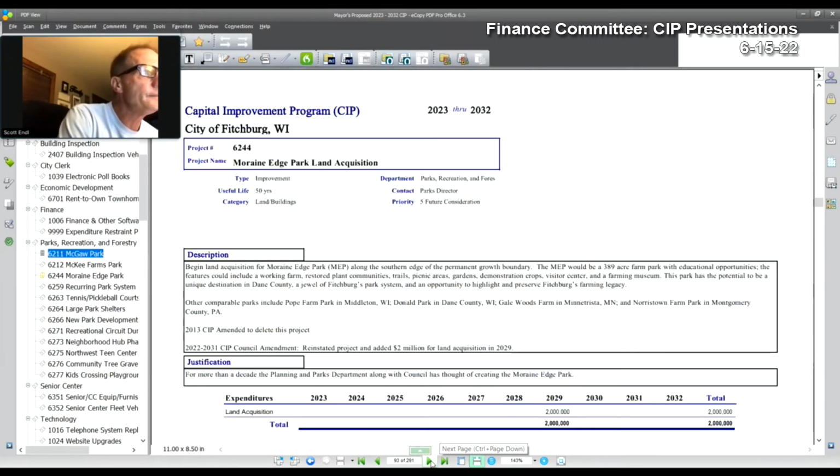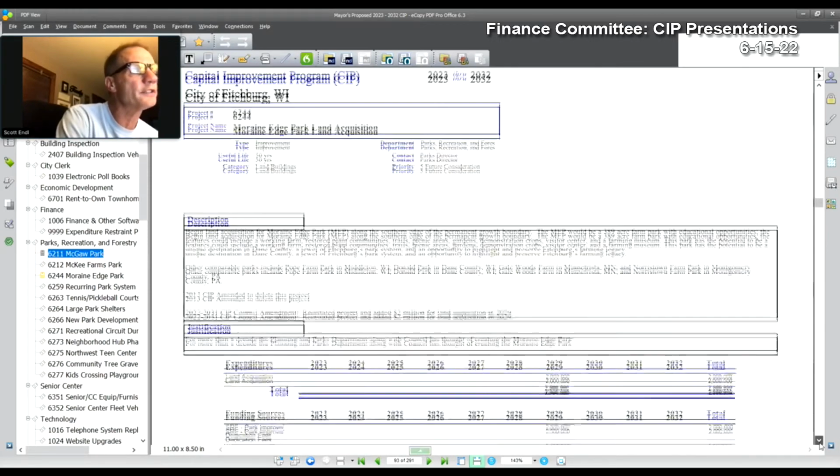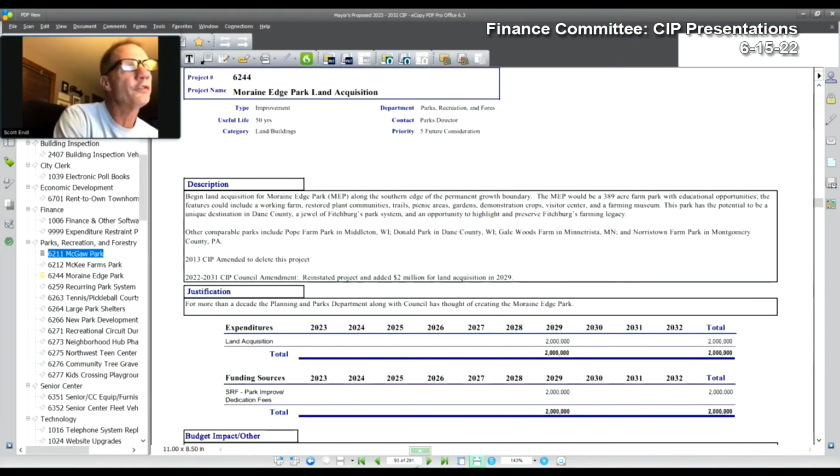Then the next one is 6244, which is our Moraine Edge Park land acquisition. That is out there a bit, with land acquisition in 2029. So that's on the horizon.